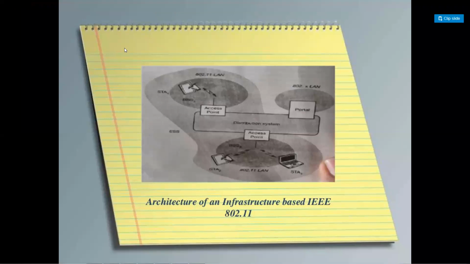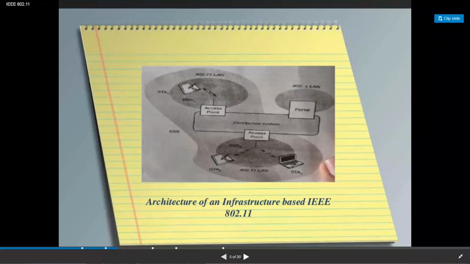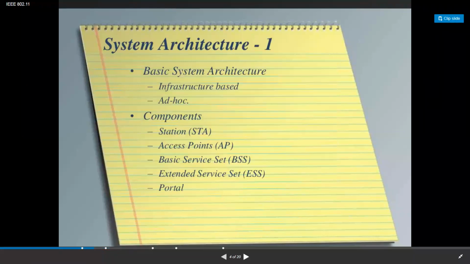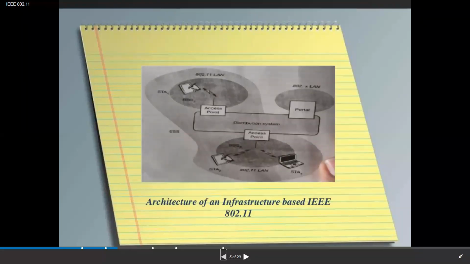In the last classes we started the IEEE standards. In those IEEE standards, we discussed the 802.11 architecture. In this, we discussed some of these components: what is a station, what is an access point, basic service set, and extended service set. These topics we have already discussed.